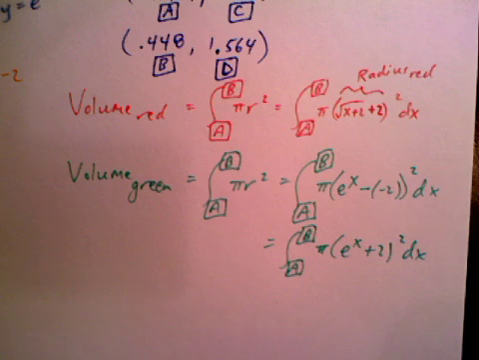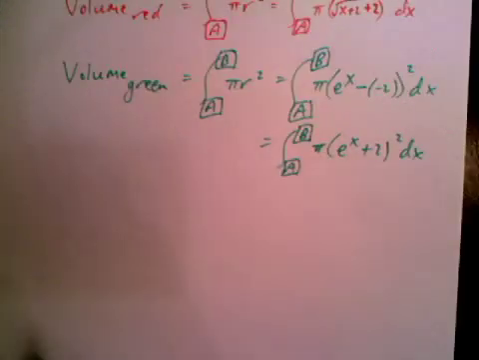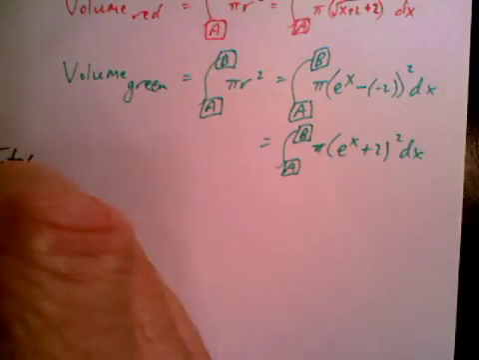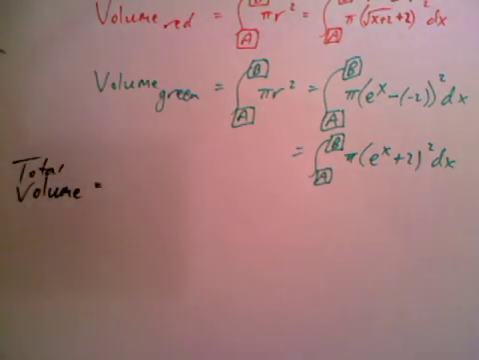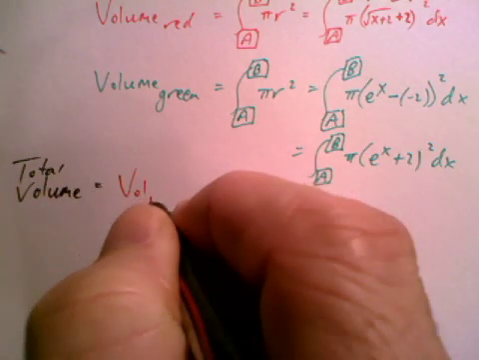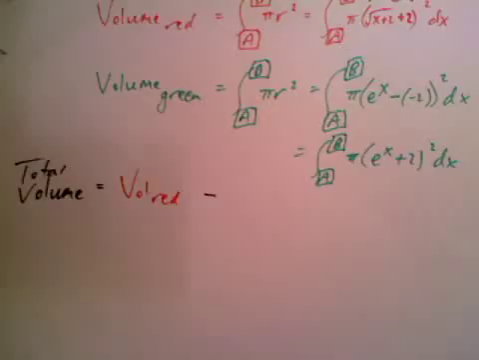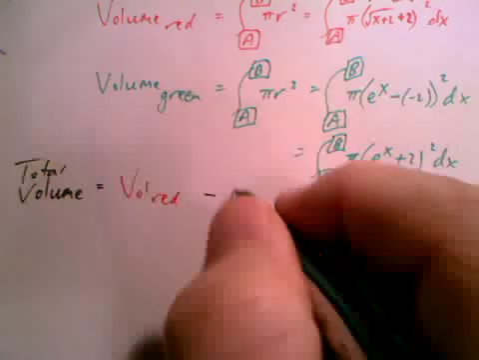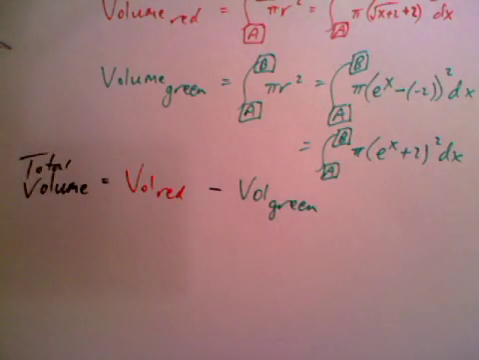Now the tricky part is to type this into the calculator, because now we know what we're trying to find, and let me write that in black. Total volume equals volume red minus volume green. Okay, so let's go ahead and do that on the calculator.